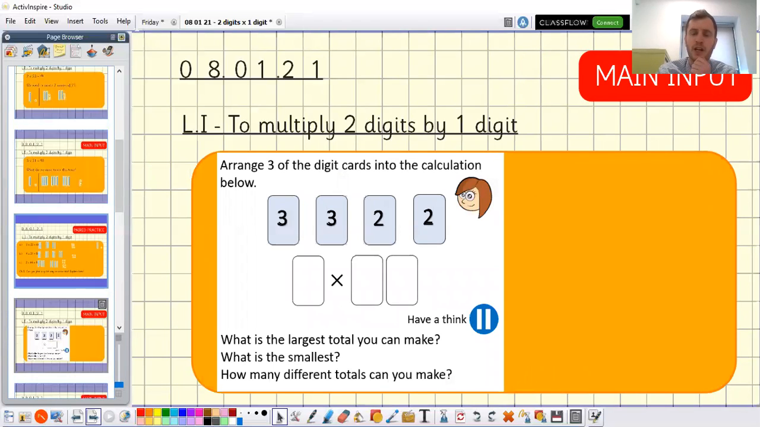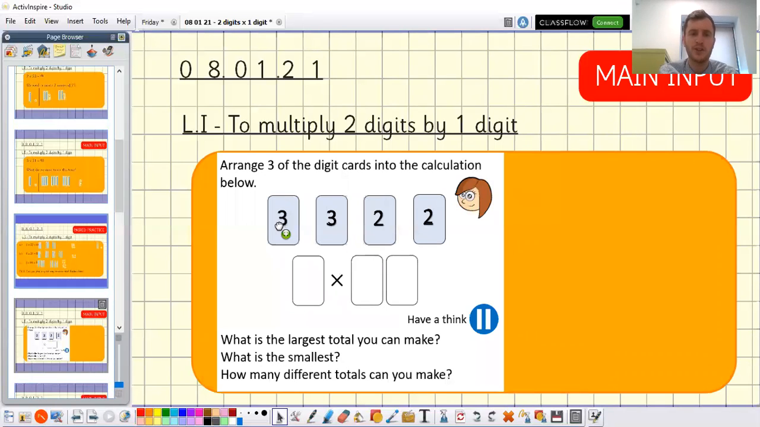Now, as a bit of an extra challenge for us all today, I've got a problem-solving question on the board. It says, arrange 3 of the digit cards into the calculation below. And we've got 2 3s and 2 2s. It says, what's the largest total you can make? What is the smallest total you can make? And how many different totals can you make? Oh, that's a tricky one.